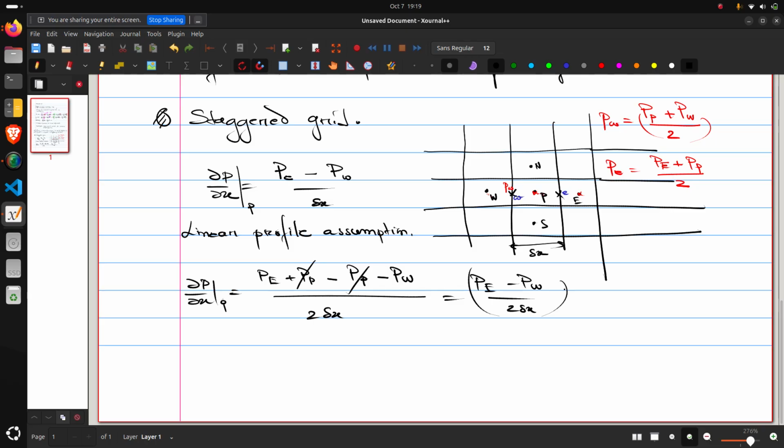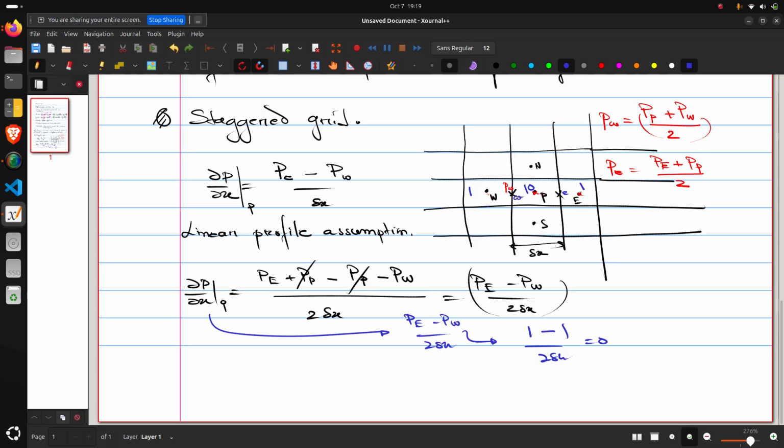So what will happen in this case? If, for example, the value of the pressure here is 1 bar, here it is 10, and here it is again 1. So what will the pressure gradient be? The pressure gradient term here will be P capital E minus P capital W by 2 delta x, which is P capital E is 1, P capital W is 1, by 2 delta x. It comes out to be 0.